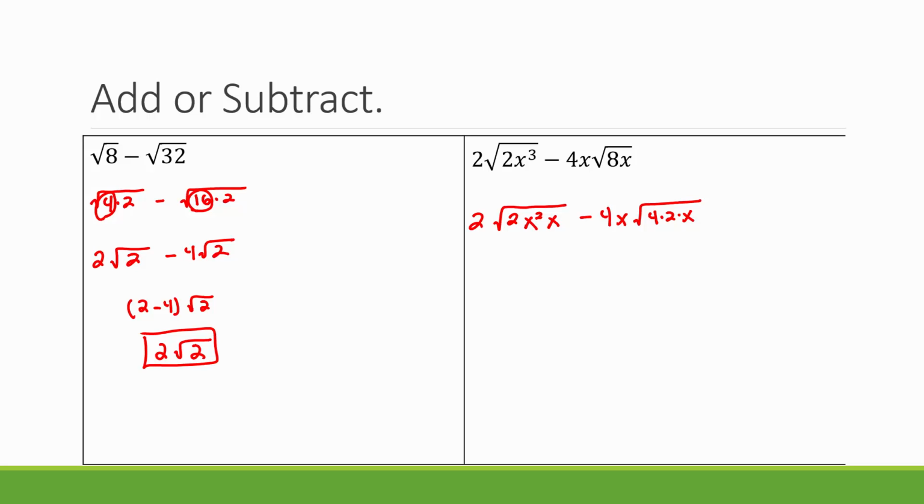Now again, the reason I rewrote those is so I could take the square roots of part of those terms. I can take the square root of x squared, which is just x, so I would have 2 times x outside of my radical and the 2 times x left over on the inside. Now, over here on the right, I could take the square root of 4, which will give me 2, times the 4 that's already on the outside, times x, and then 2x left over on the inside of my radical.